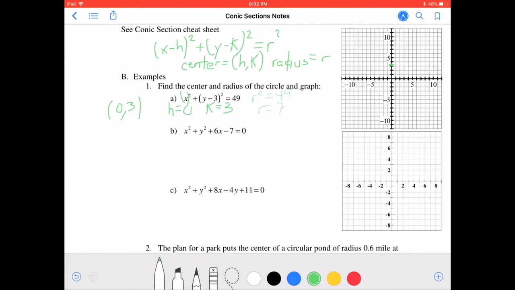Alright, next what we have to do is use the radius. So what I like doing is just going from the center up 7, right 7, down 7, left 7. So up 7 would be 10. To the right 7 would be right at 7. To the left 7 would be right at negative 7. And then down 7, if I started at 3, I would be down at negative 4.